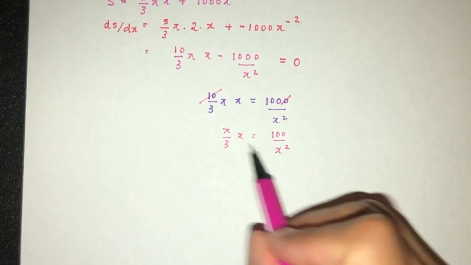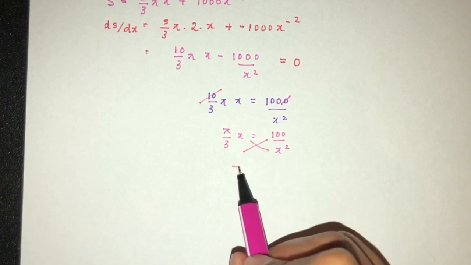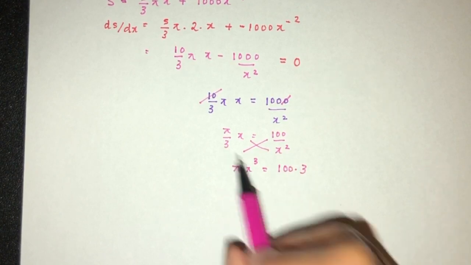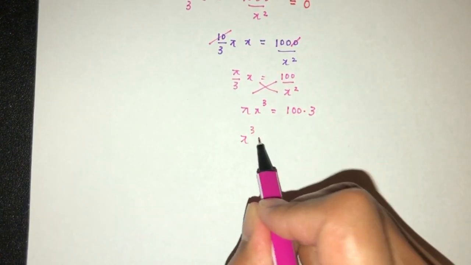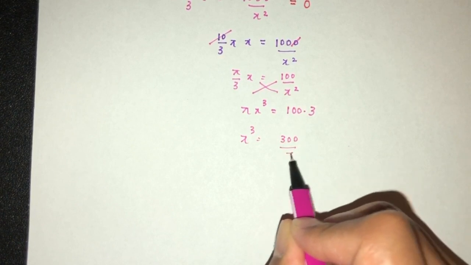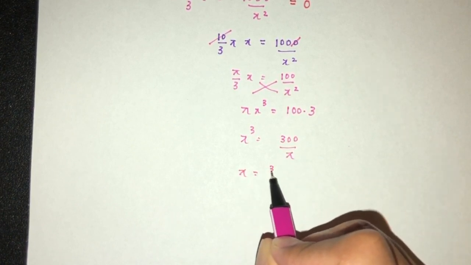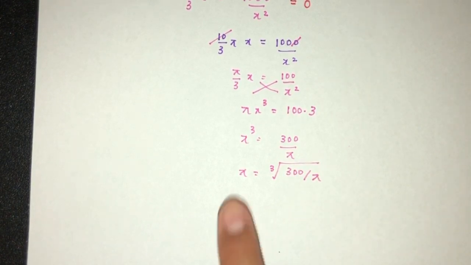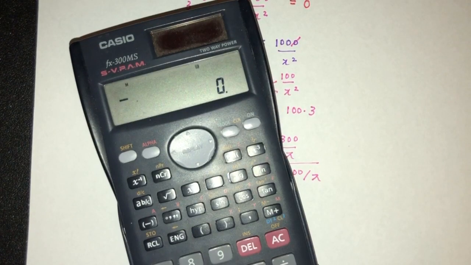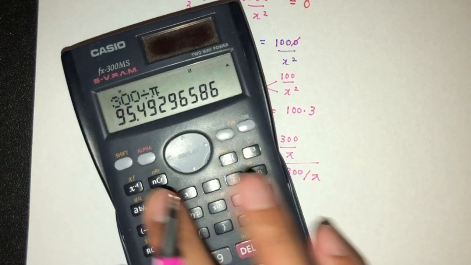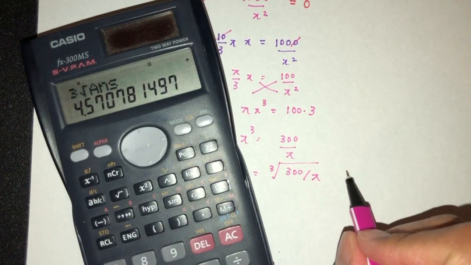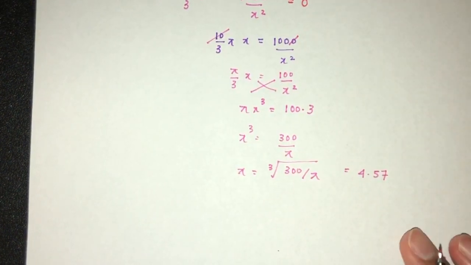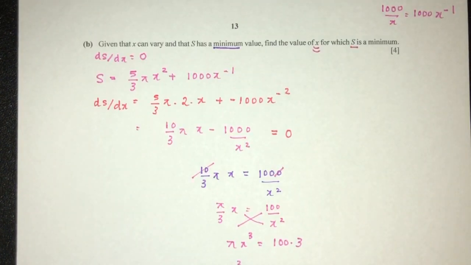I can cross multiply. This will go here, that will be pi x cubed is equal to 100 times 3. And finally x cubed will be 300 over pi, so x will be the cubic root of 300 over pi. So step by step, we are trying to make x the subject of this formula. So 300 divided by pi, cubic root of this, that will give you 4.57, correct to 3SF. That will be the value of x when s is a minimum.